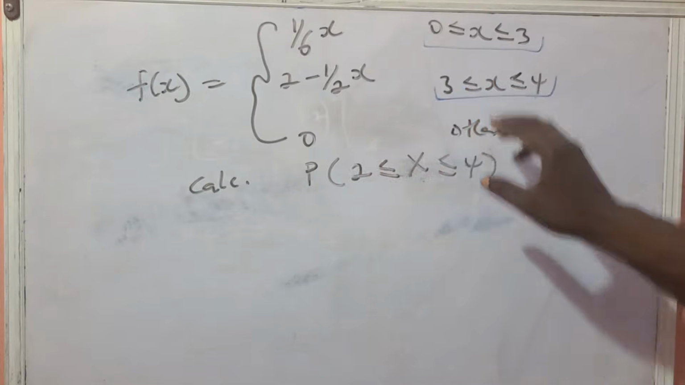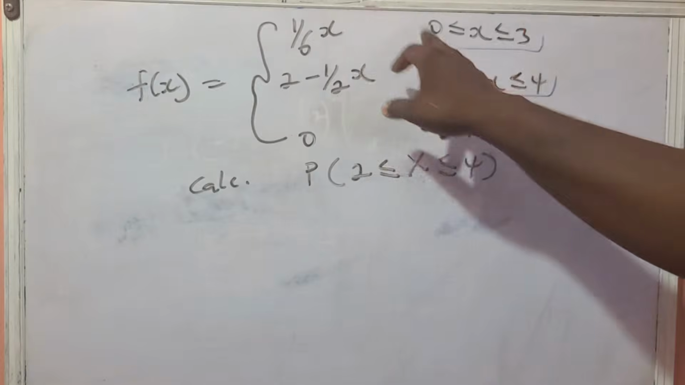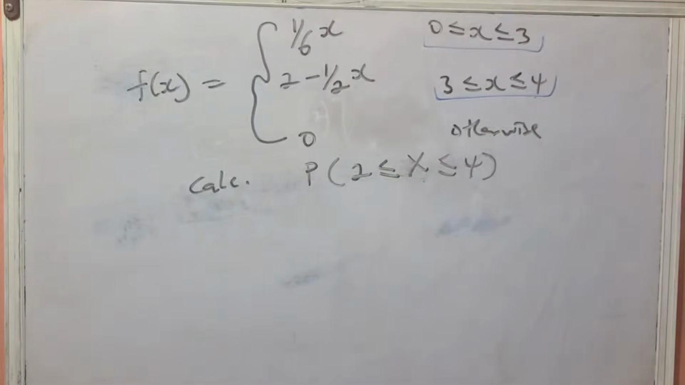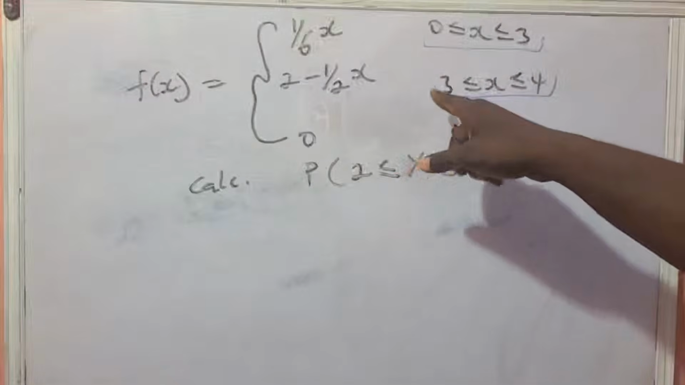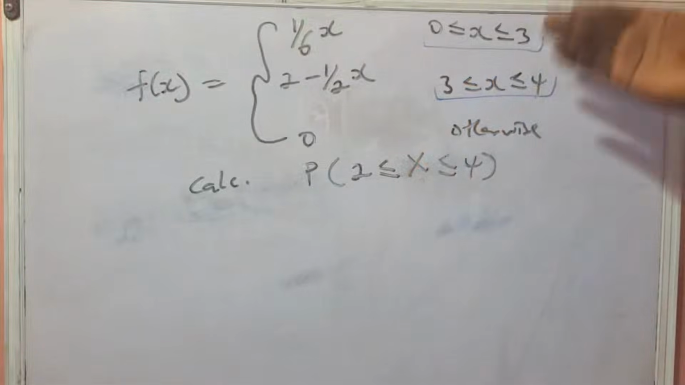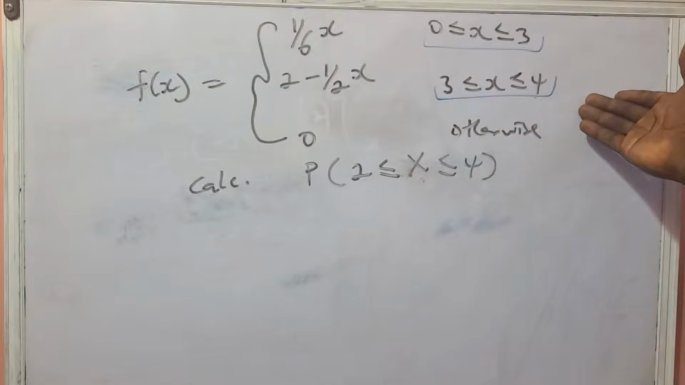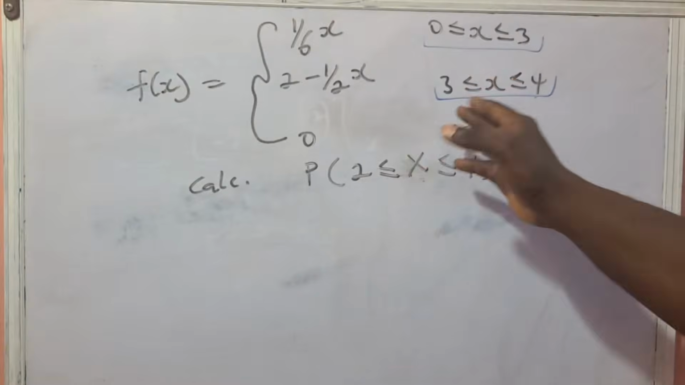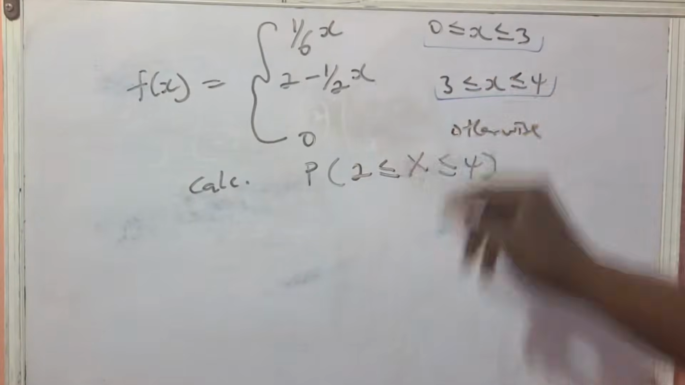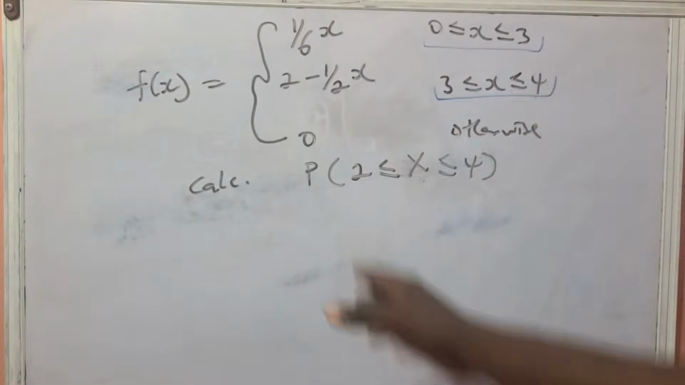I'm sure many of you would have just gone on to use this first function for 0 and 3, and you say we are out of here, I've gotten my answer. Now, if they told you to use 3 and 4, probability of x being between 3 and 4, you would have done the same thing, use this function. But now the issue is that you're told to find for 2 to 4.